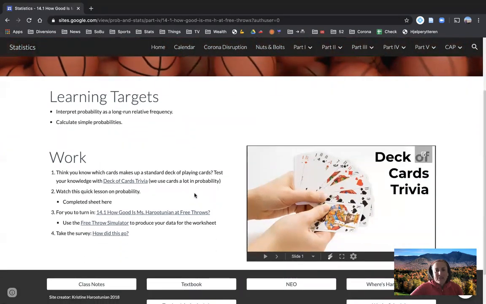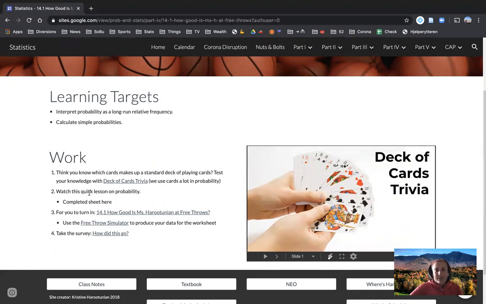The first thing that you might want to do is just test out your knowledge of what is in a deck of cards. We're going to use decks of cards for a lot of examples in this probability unit, so you might want to get familiar with what's in it. Even better than this, go play a game of cards of some sort with your family.